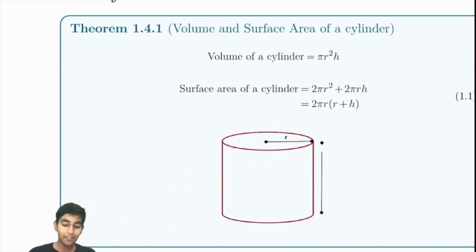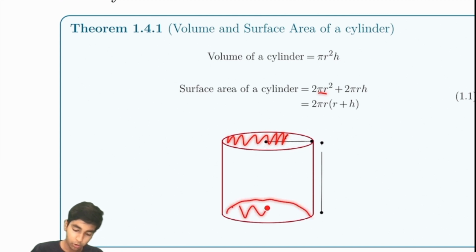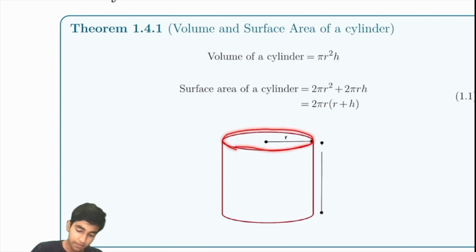Okay, the surface area of a cylinder is simply going to be the area of one face, pi r squared, plus the area of the bottom face, which is also pi r squared, plus the circumference times the height, which is the lateral surface area.